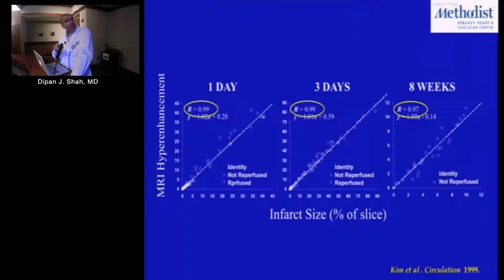And then from that publication, this is showing you a very tight relationship between the infarct size by histopathology on the x-axis and the size of the bright or hyper-enhanced area on the CMR, which is shown here on the y-axis. And you'll notice this is done for both reperfused as well as non-reperfused infarction. And this is done anywhere from a day after the acute infarction, 3 days after an acute infarction, or in fact in the chronic infarct setting, which is 8 weeks later. And again, this is done in an animal setting.